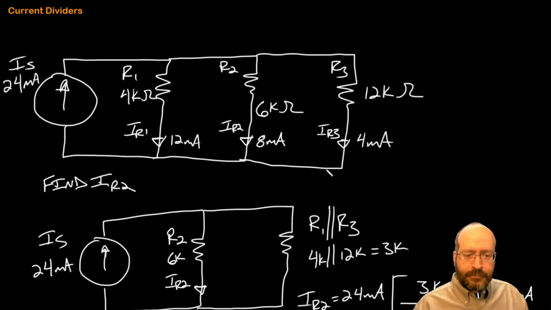Okay, so that's our current divider. Make sure we're being careful when you have more than two branches. Know that you have to stop and force it to look like the two-branch version by combining a couple of the branches together.